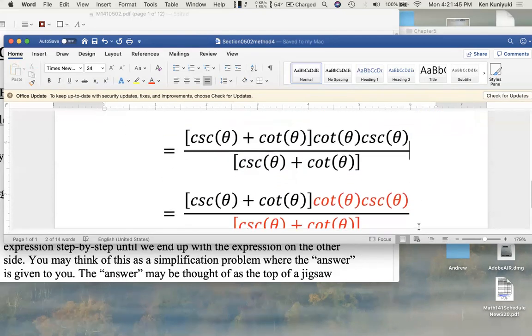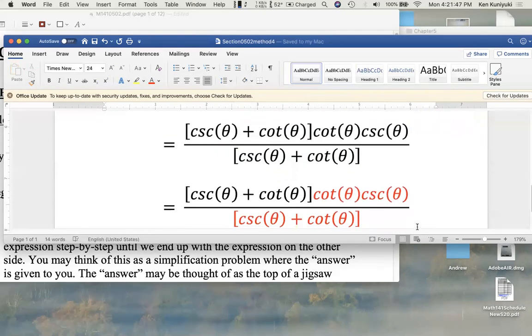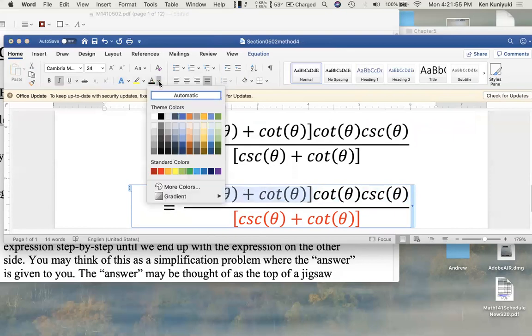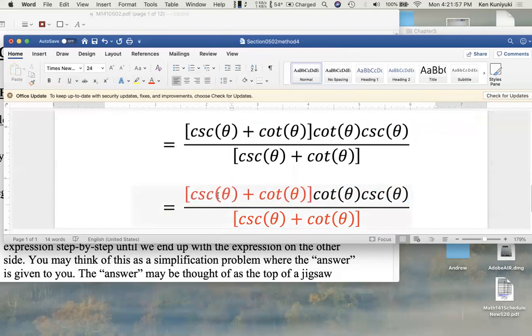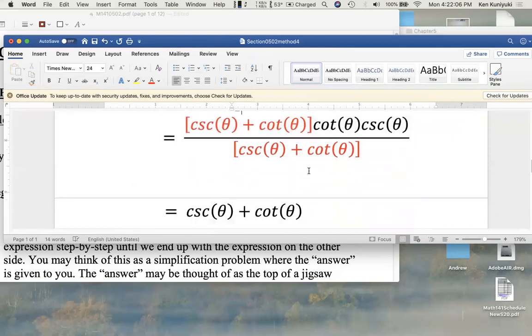Again, don't worry about hidden restrictions or anything like that. Sorry, I redlined the wrong piece. That stays in black. This piece here goes red. Okay. So cosecant of theta plus cotangent of theta, it's a factor of the entire top and the entire bottom. These divide out to 1s. I should put 1s to indicate what's left. Okay.